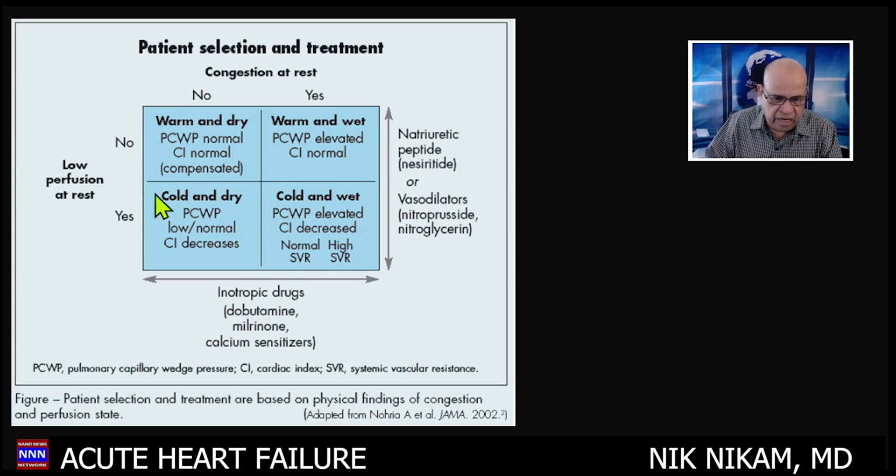They also may have increased or normal systemic vascular resistance. So based on these things, these patients who are warm and wet need diuretics. They also need something to support their heart function, like an inotrope. Whereas if they are cold and wet, they need vasodilators to improve the peripheral circulation, inotropes to improve their cardiac function, and perhaps diuretics to reduce the venous congestion.